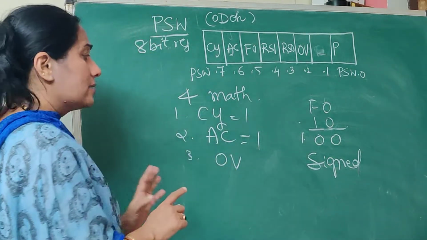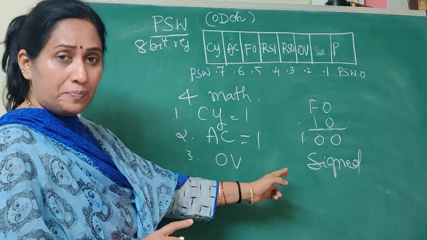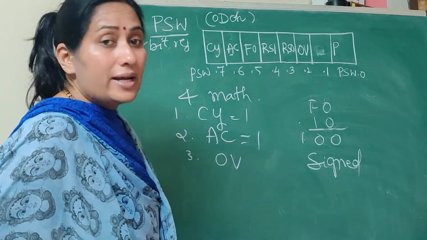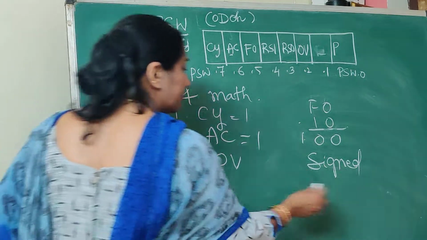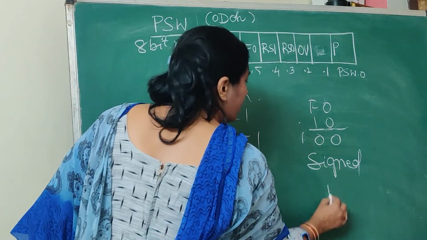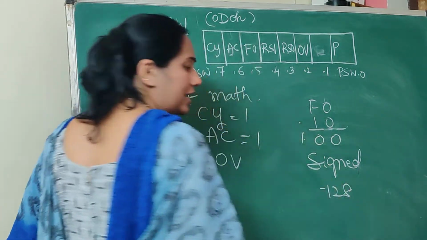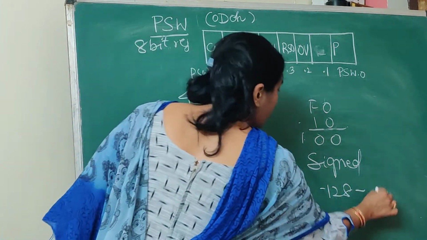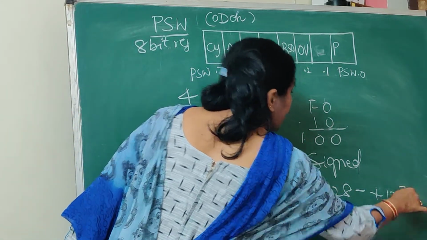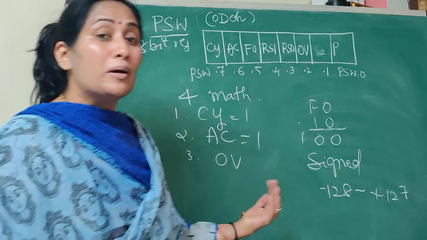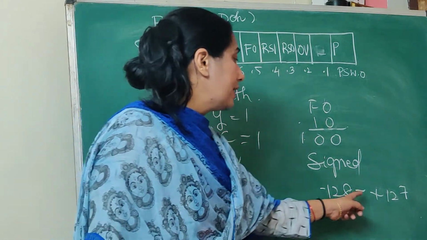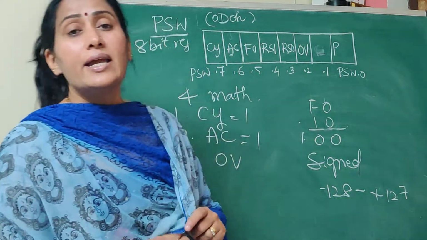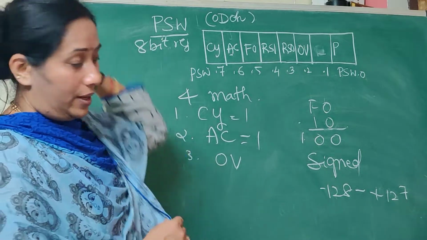And the maximum number which I can represent in the 8-bit data format, a signed number, is going to be from -128 to +127. ಇದಕ್ಕಿಂತ ದೊಡ್ಡ ಹೆಚ್ಚಿಗೆ ನನಗೆ ಬರ್ಲಿಕ್ಕೆ ಬರಂಗಿಲ್ಲ. -128 to +127 ಇಷ್ಟೇ ಮ್ಯಾಕ್ಸಿಮಮ್ ನಂಬರ್.